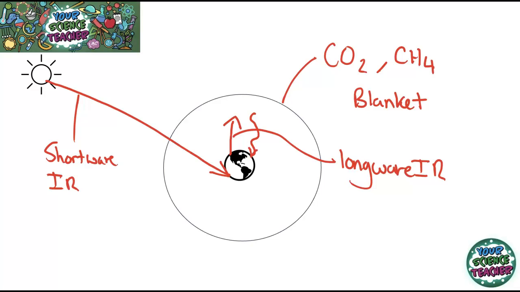And this is what's causing the warmth of our planet, is these greenhouse gases re-radiating the heat, the long wave infrared radiation that's trying to escape. Some of it does escape out into space, but a lot of it is reflected back down to the earth due to the greenhouse gases.